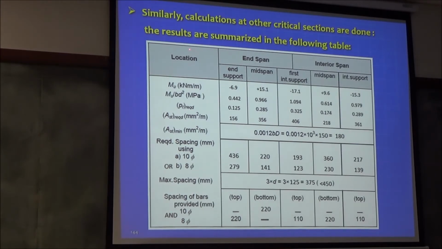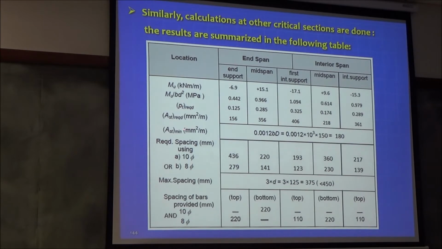So look at the table. I've got an end span and an interior span. I've got end support, mid span, first interior support, mid span, and general intermediate support. Find out the moment from those moment coefficients. Minus means hogging moment, plus, minus, okay? WL squared by whatever, 12, 10, 16, whatever number comes. Then divided by BD squared, you get something. And using that, you can find PT. You can just write an Excel equation, you will get it.